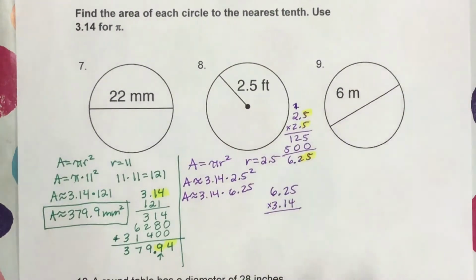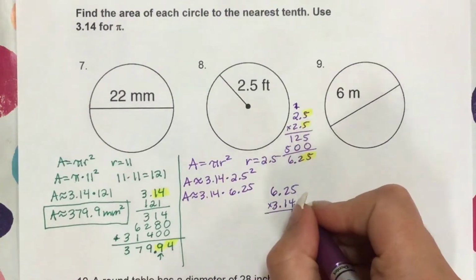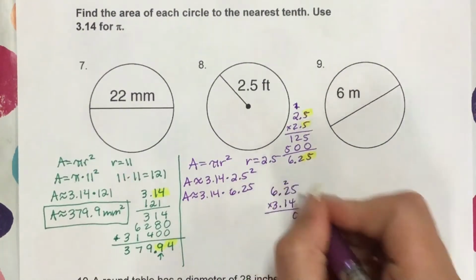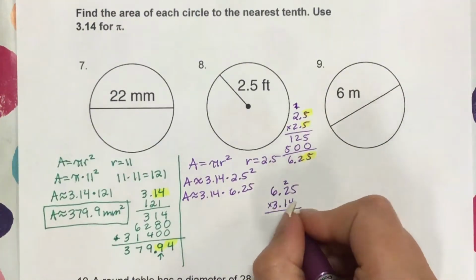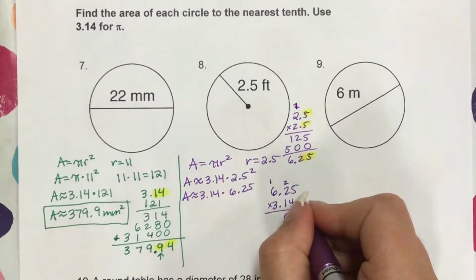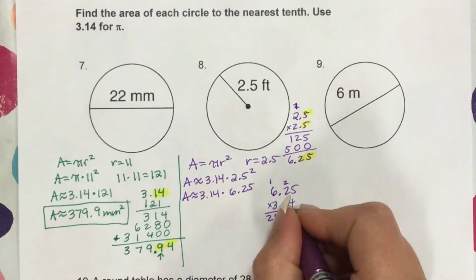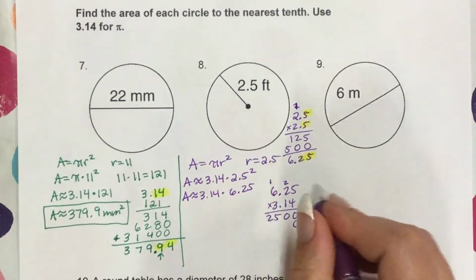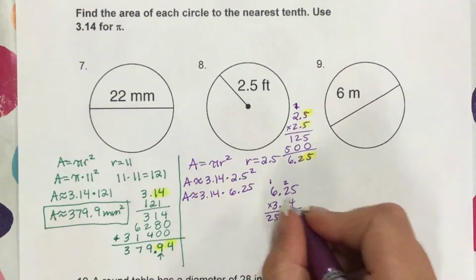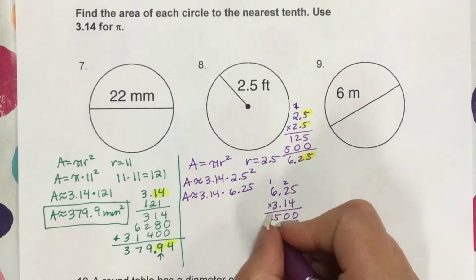Here we go. Let's do it. Okay, so 4 times 5 is 20. Write the 0, carry the 2. 4 times 2 is 8, plus 2 is 10. Write the 0, carry the 1. 6 times 4 is 24, plus 1 is 25. Now I'm going to the 10 spot, so I need to put a 0 here. 1 times 5 is 5. 1 times 2 is 2. 1 times 6 is 6.